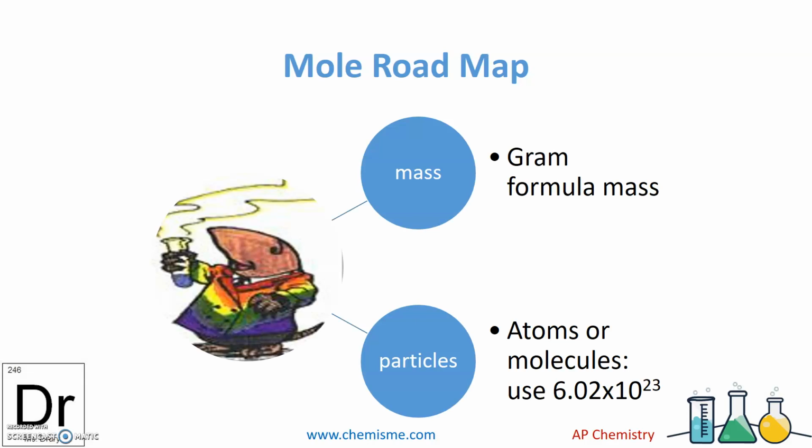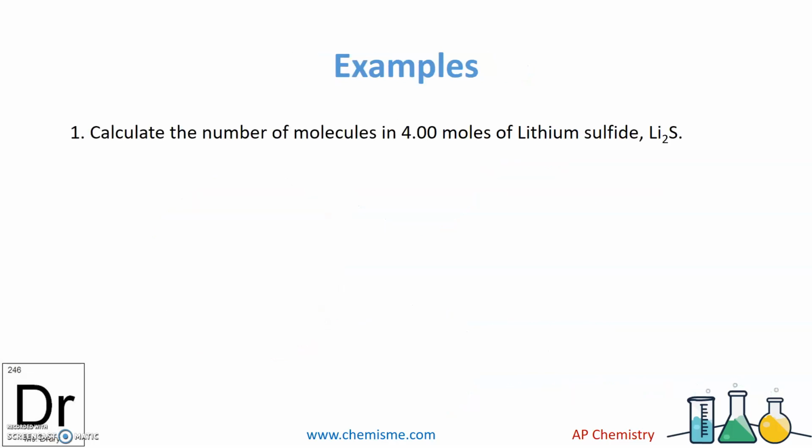So first, let's talk about the mole roadmap. Last time, we talked about how to convert between moles, that little mole guy on the left, and the mass of the substance using grams per molar mass. Now we're going to talk about how to convert to particles, using the 6.02 times 10 to the 23rd number, which is the amount in a mole of any substance. Notice that mass and particles are not connected. There's no straight conversion between mass and particles because each particle has a different mass. So you're going through the mole unit to get from one to another. Keeping that in mind, let's do an example. It's the easiest way to talk about it.